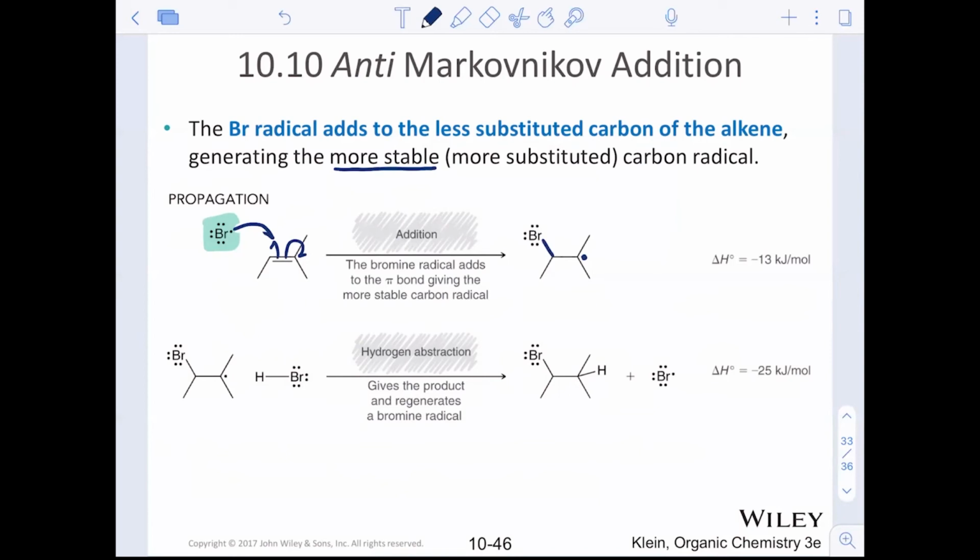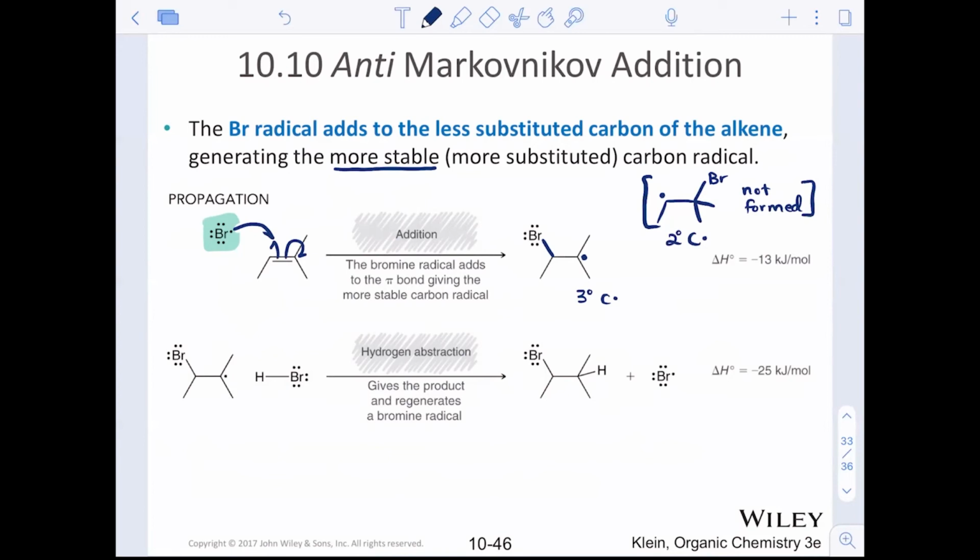If you thought about switching it, putting bromine in this step on the more substituted side, you would actually get a much less stable radical. This is not formed. I wanted to draw it just so that you could see that secondary radical and debate with yourself: do you want the tertiary carbon radical or the secondary carbon radical? Always choose the more stable. That's the one that's favored.